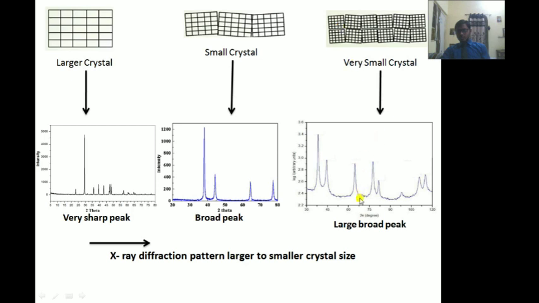So this creates a large broad peak area. See, as compared to this one, which is very sharp, this one is a little broadened peak, and this one is a large broadened peak. That means if the crystallite size is small, you get a large broad peak. If the crystallite size is moderate, you will get a moderate broad peak, and if the crystallite size is larger, then you get a sharp peak. So this is the first observation you can make from the XRD data.